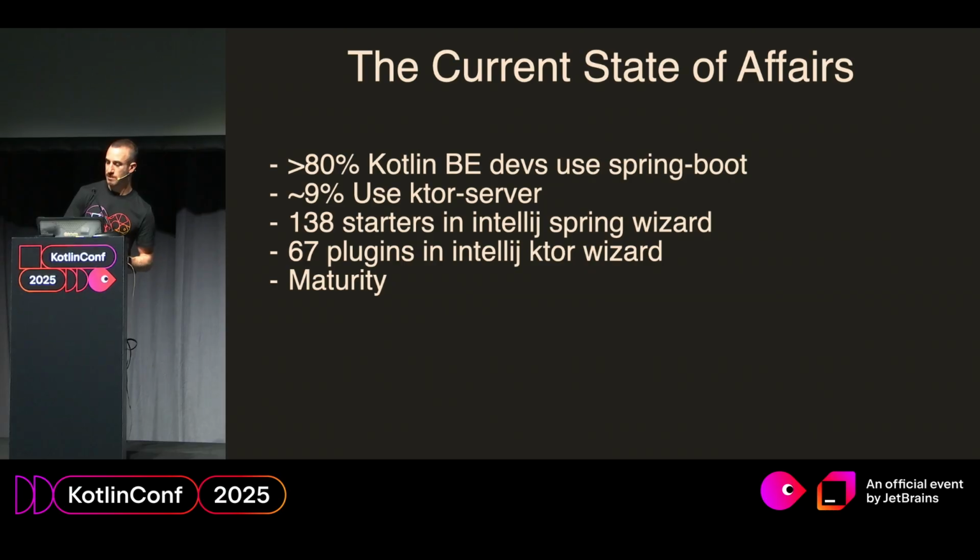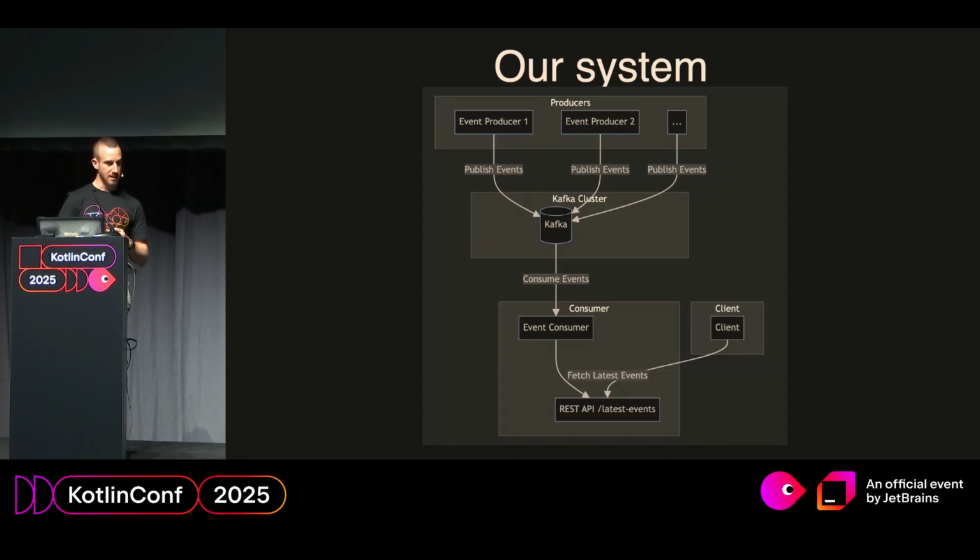Okay. So given all of that, let's talk about how we can maybe change those statistics and start to see how we can move towards developing backends with Ktor server. So let's imagine we have our little system here.